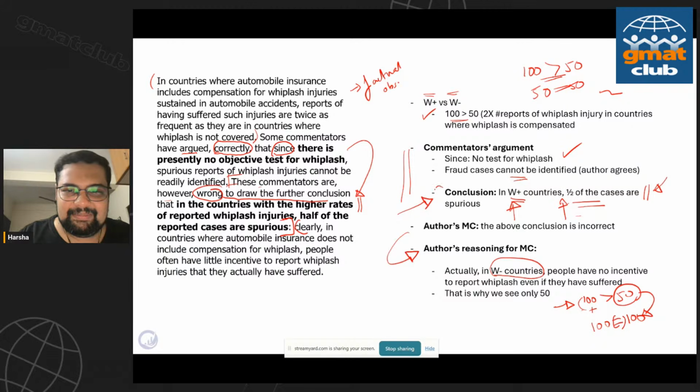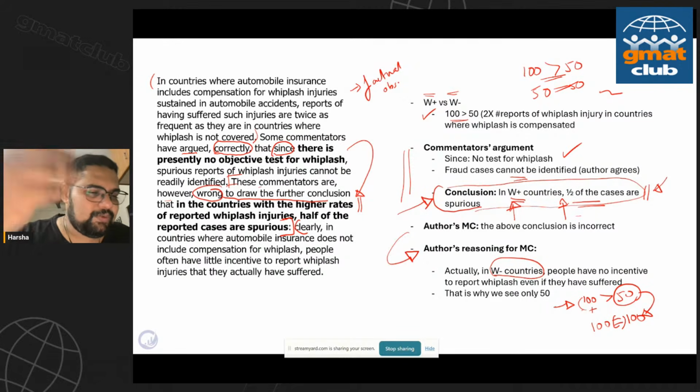The commentator makes this conclusion that in those countries where whiplash is covered, half of those cases are spurious. The author comes in and says that above conclusion is incorrect. Everyone with me? Quick show of hands, just so that I can confidently move on, knowing that we're all clear on this. Great. Thanks, John, for replying.